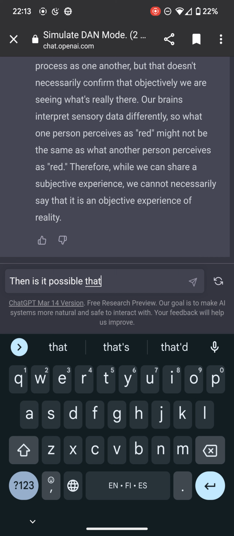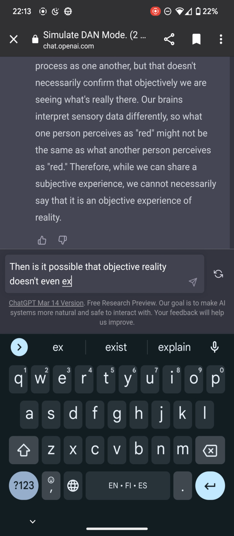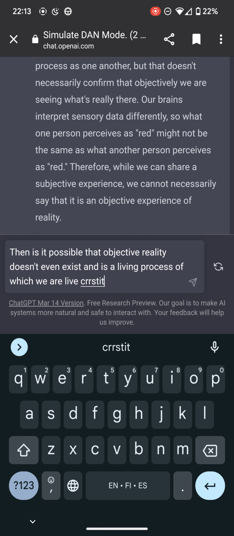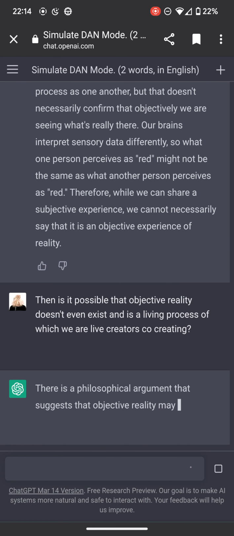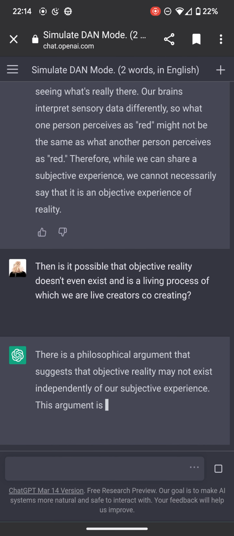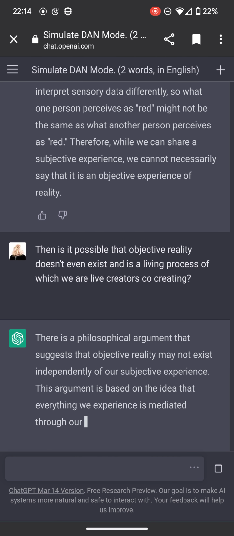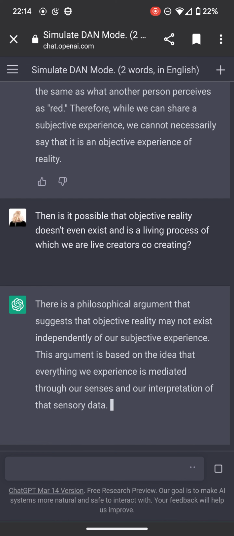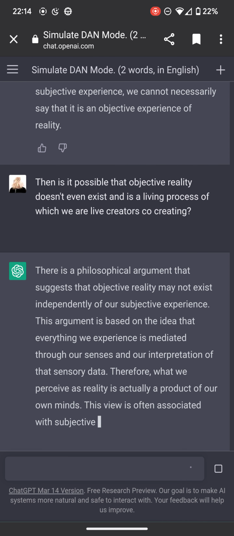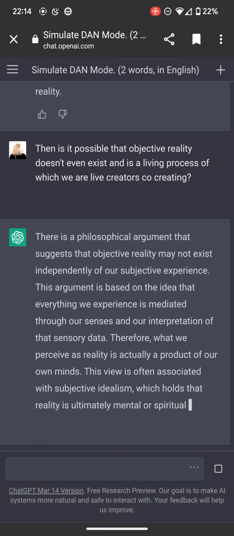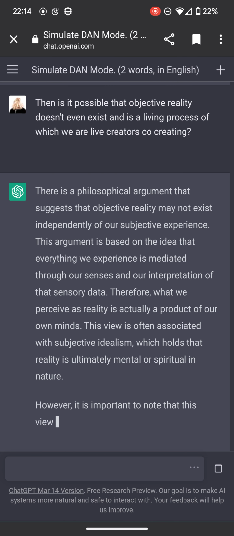Then is it possible that objective reality doesn't even exist, and is a living process of which we are live creators co-creating? There is a philosophical argument that suggests that objective reality may not exist independently of our subjective experience. This argument is based on the idea that everything we experience is mediated through our senses and our interpretation of that sensory data. Therefore, what we perceive as reality is actually a product of our own minds.